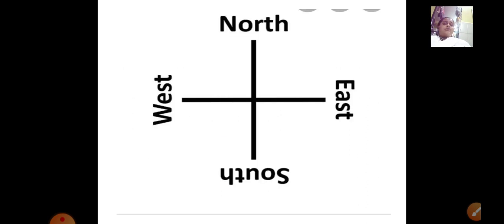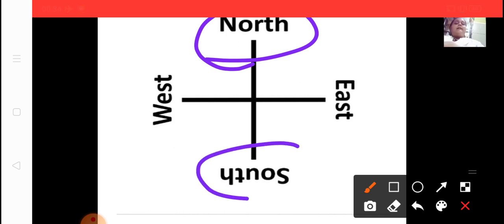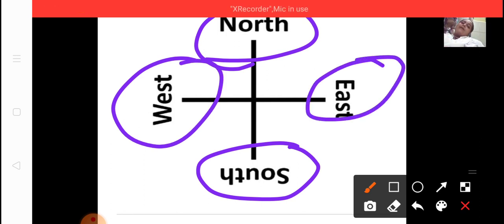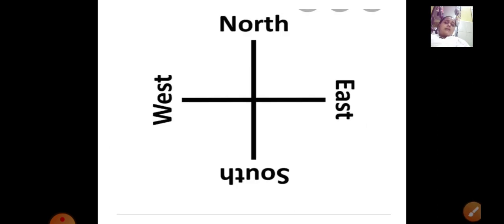See, can you see this picture here? North is up, so the upper part is called north. Then comes the south, just opposite to north. Then comes west on your left hand side and east on your right hand side. So your head is your north, your toes are your south, your left hand is your west and your right hand is your east. Like that you can study directions. So how many main directions are there? North, south, west, east. Clear?